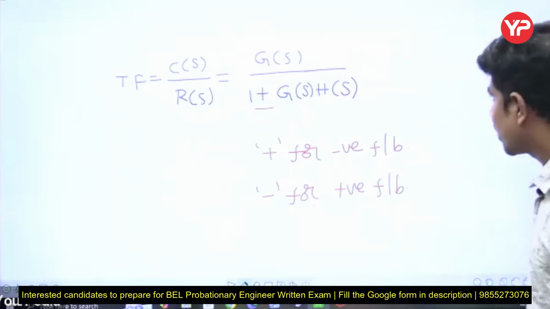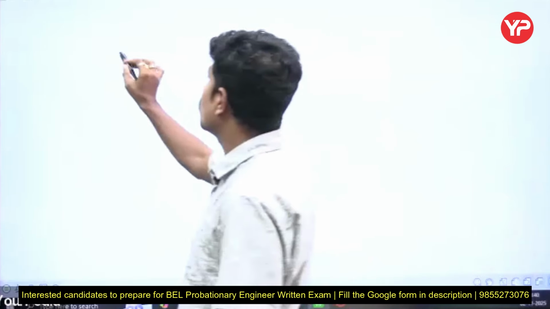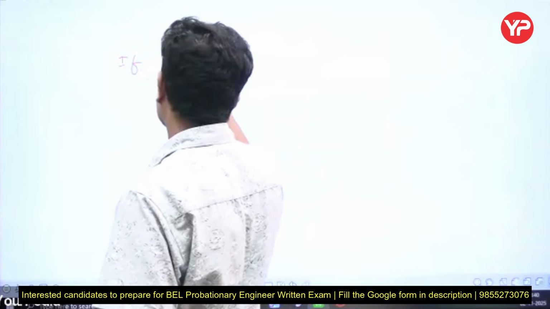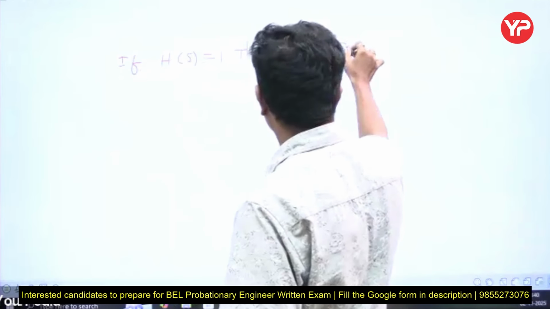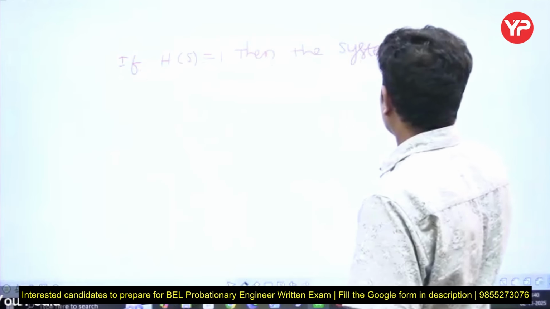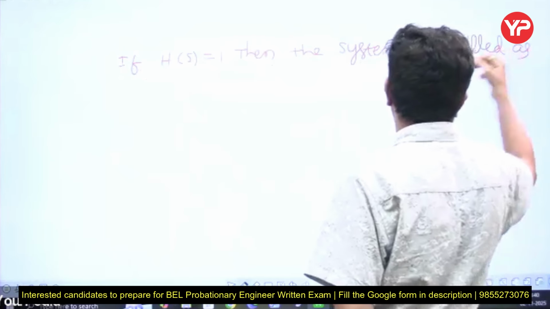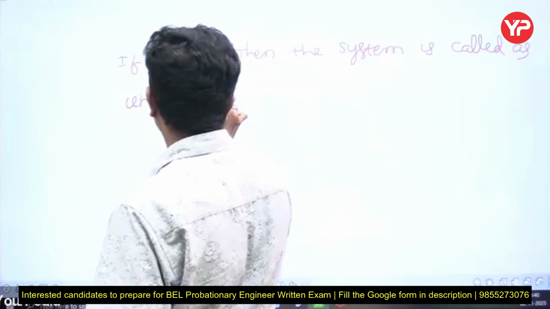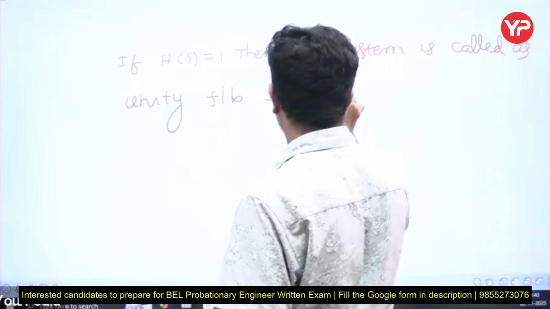Suppose H of S is 1. If H of S is equal to 1, then the system is called a unity feedback system. If it is a unity feedback system, it is quite easy.